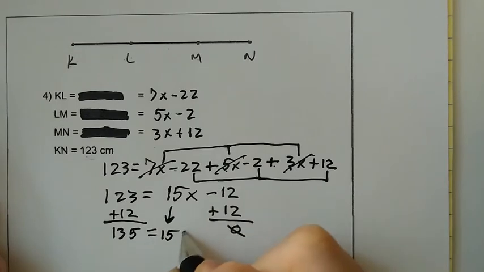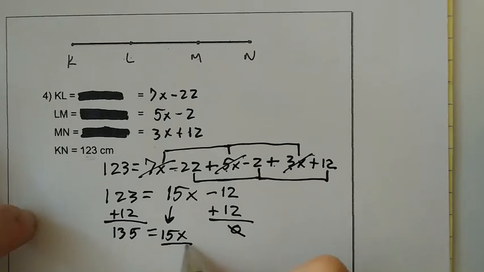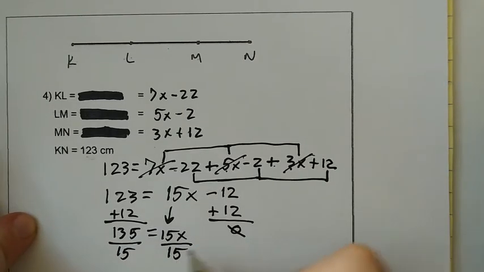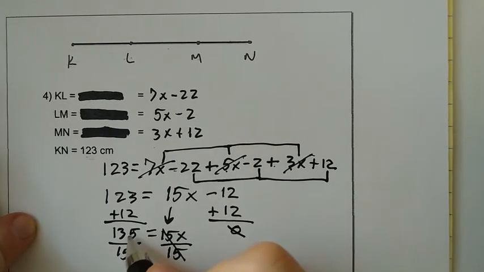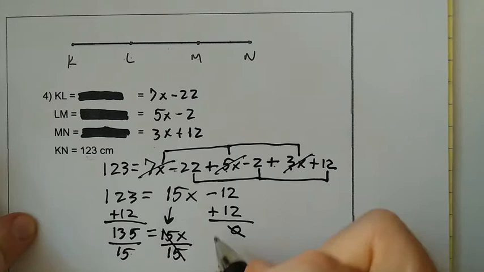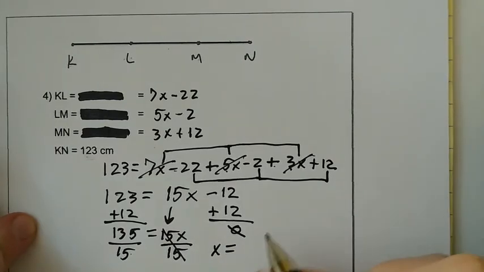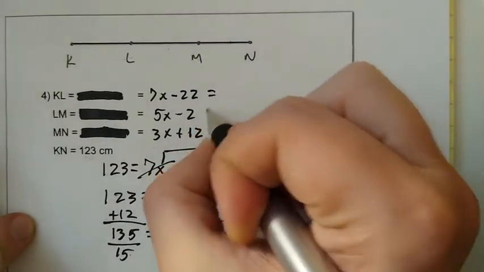15x comes down. 15x is 15 times x. So we divide both sides by 15. 15 divided by 15 is 1. Those can cross out. 15 divided by 15, we got to simplify that, and it happens to give us 9. Now that we know what this is, it goes back in up here.